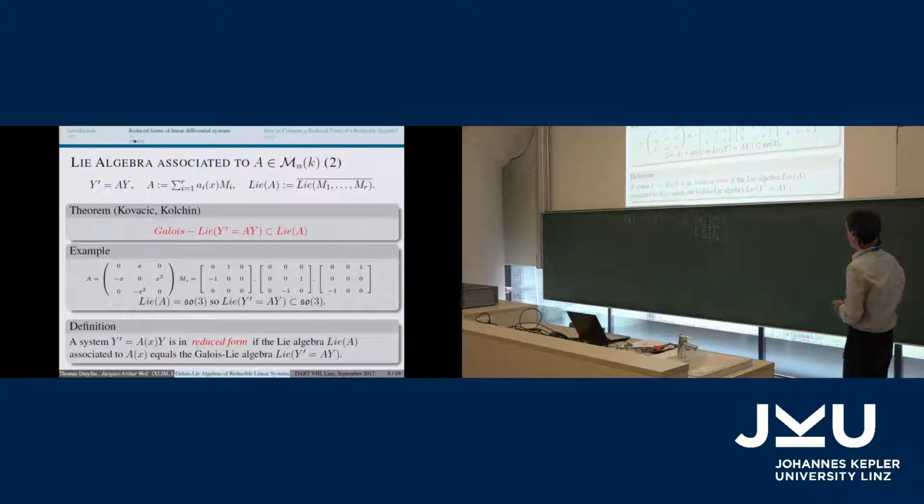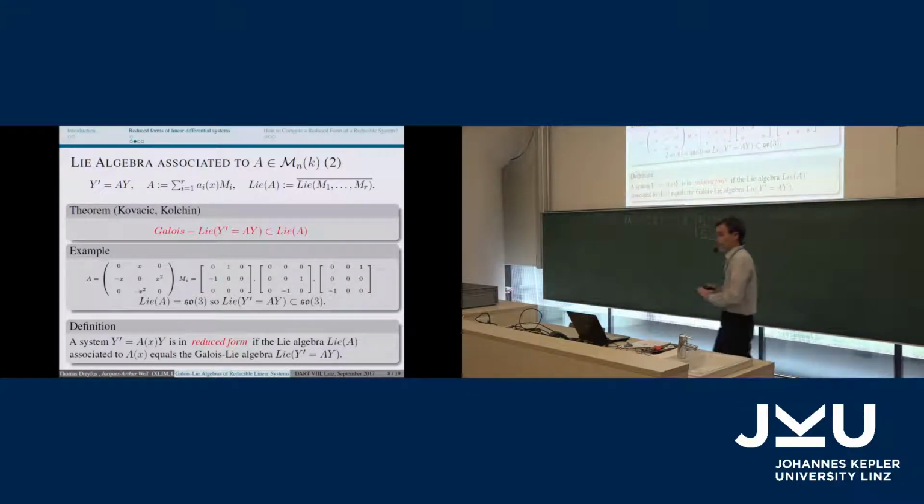And Kovacic and Kolchin noted something which differential geometers actually already knew in another context, that if you look at this Lie algebra associated to this matrix, the Galois Lie algebra of the differential system is included in the Lie algebra associated to the matrix. And it's not difficult to prove. It won't be a surprise. So in the example where the Lie algebra was SO3, what this shows is that for the differential system that has this as a matrix, the Lie algebra of the Galois group lives inside SO3.